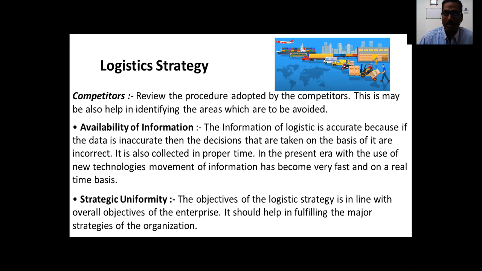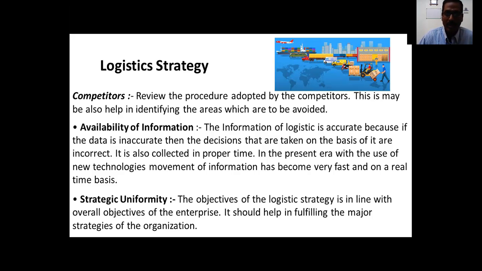The information for logistics must be accurate, because if the data is inaccurate, then the decisions taken on the basis of it are incorrect. When we are planning our logistics, we need to have the right data. That's very important. If the data is not right, it will lead to wrong planning and thereby wrong implementation, which will incur more cost, and not only cost, it will also tarnish our reputation.